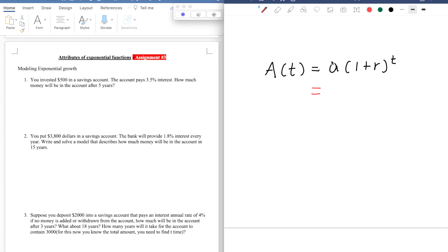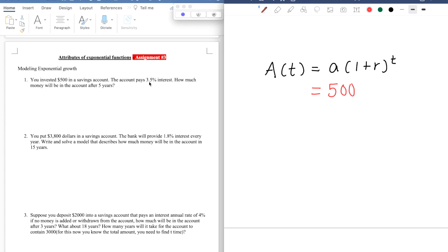This little a represents the initial amount, the starting point, the y-intercept. So in your word problem, what did you start with? We started with $500 in the savings account. The 1 plus stays the same. The r represents the rate, that's the growth or the decay. So do we have growth or decay? What tells us that? The account pays, so you're getting paid 3.5% interest. That's growth for you. So it's going to be growth.